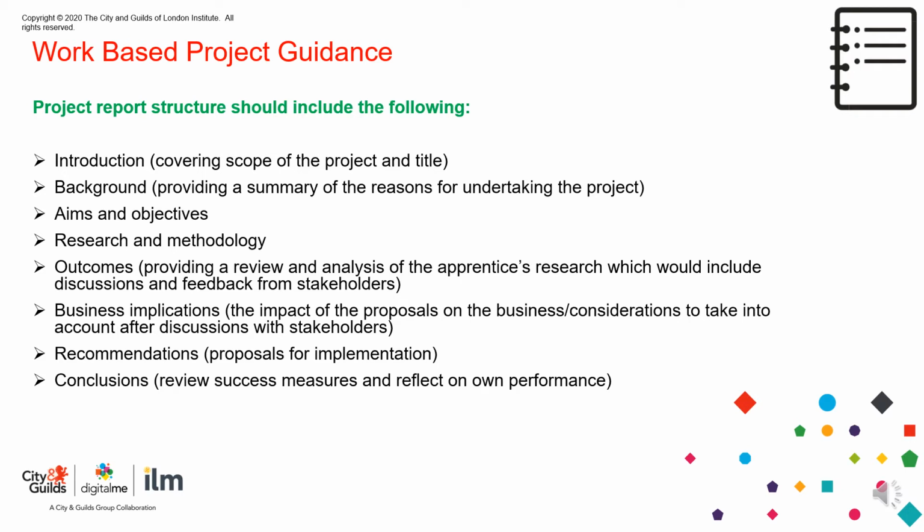Naturally, it would start with an introduction covering the scope of the project and indeed the title. It would be followed by a background which would provide a summary of the reasons for undertaking the project. The apprentice would then highlight the aims and objectives of the project and the research and methodology of the project. They would then move on to outcomes, providing a review and an analysis of the apprentice's research, which would include discussions and feedback from stakeholders.